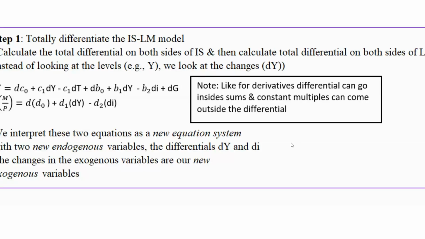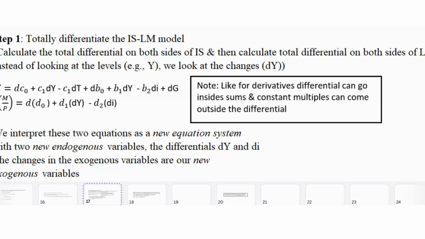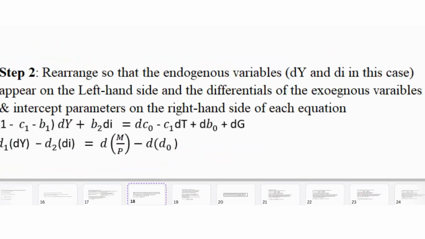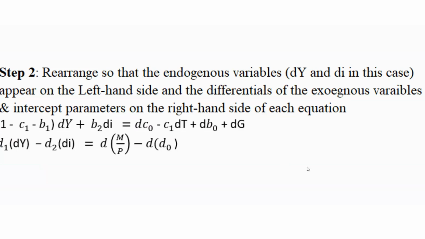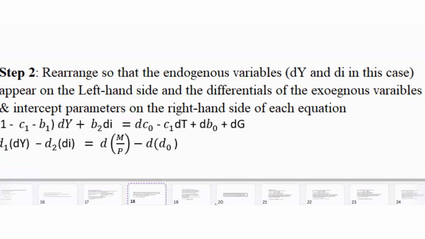original exogenous variables. So the first step was to totally differentiate the ISLM model to focus on changes rather than levels. And then we said obviously you rearrange it so that you have endogenous variables, i.e. the differentials of y and I, on the left hand side, and you have differentials of exogenous variables and intercept parameters on the right hand side of each equation. So step one, totally differentiate the ISLM model, focusing on changes instead of levels. Step two is rearrange it so that you have endogenous variables on the left hand side and differentials of exogenous variables and parameters on the right hand side of each equation.